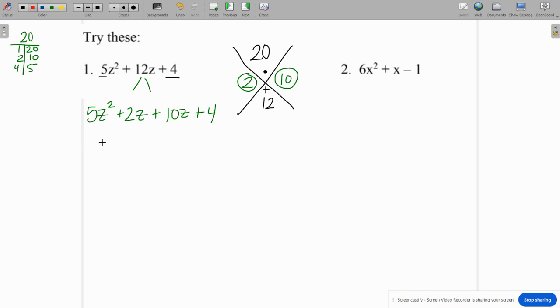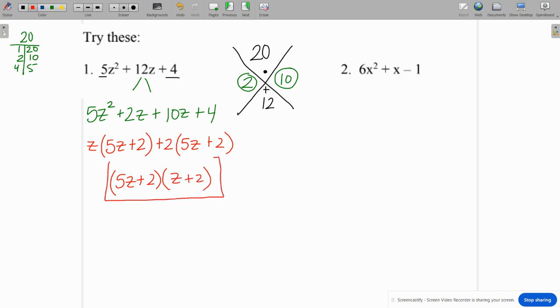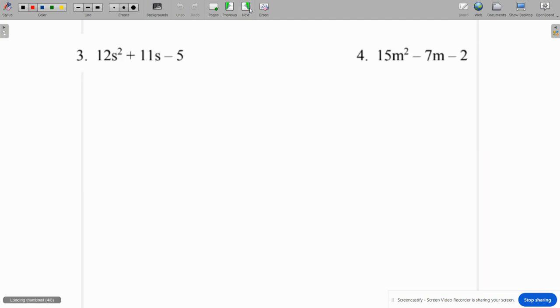5z squared plus 2z has a GCF of z. If I factor z out of those two terms, we're left with 5z plus 2. The GCF of 10z and 4 is a positive 2. If I factor that out, then in the parentheses is 5z plus 2 again. That's good. We want those to match. That means that one of our factors is 5z plus 2, and the other factor is z plus 2. So this would be our final answer. And again, I would want you to check that. But for the sake of this video, I'm going to speed this along and jump to another problem.